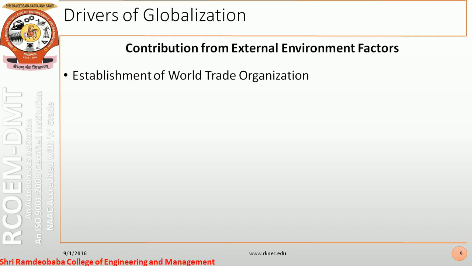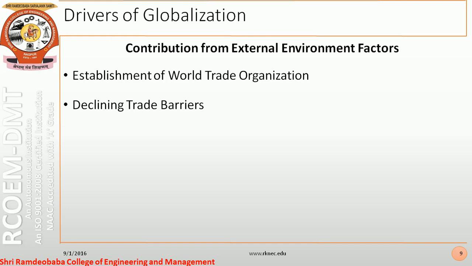of GATT. The second driver for globalization was declining trade barriers. Another significant driver towards globalization is the decline in trade barriers. Free flow of goods and reduction in tariffs made this happen. The General Agreement on Tariffs and Trade played an important role in the same.